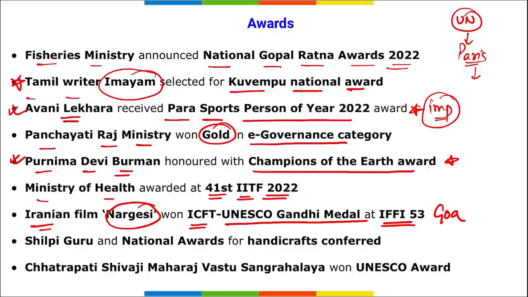held. Then Shilpi Guru and National Awards for the Handicraft have been given recently. Chhatrapati Shivaji Maharaj Vastu Sangrahalaya has won the UNESCO Award. Alright, important, mark this also.